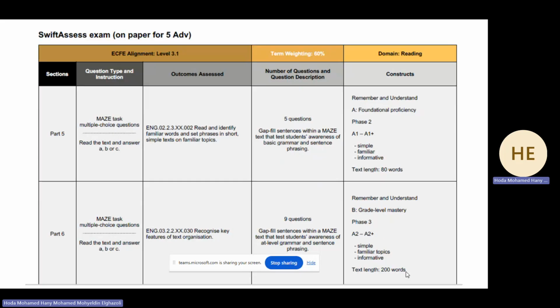And then we move to the swift assess exam. Part 5 is a maze task. There will be 5 gaps. The text length would be 80 words. You will have 3 words to choose from, 3 answers to choose. And part 6 is also a maze task with 9 gaps. And this text would be about 200 words.